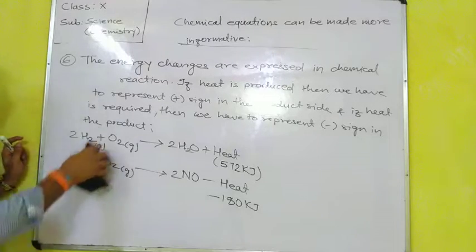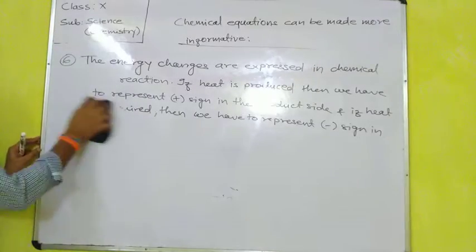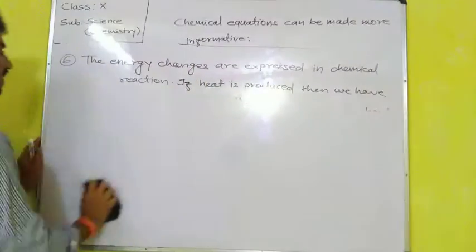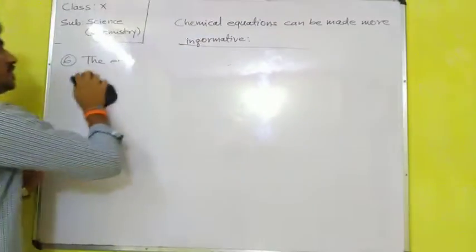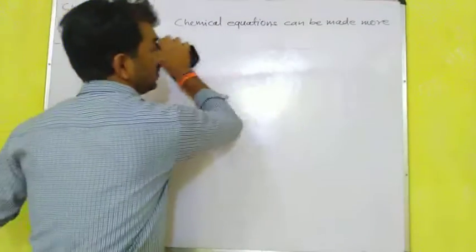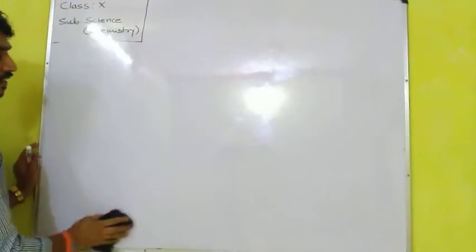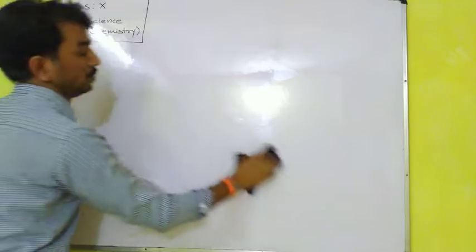Within 5 to 10 minutes, I think you have done this. So these are chemical equations, which can be made more informative by representing solid or liquid physical states, whether the reaction is reversible or irreversible, whether a catalyst, pressure or temperature is used, or whether a gas or precipitate is formed. In such a way we can represent more information.